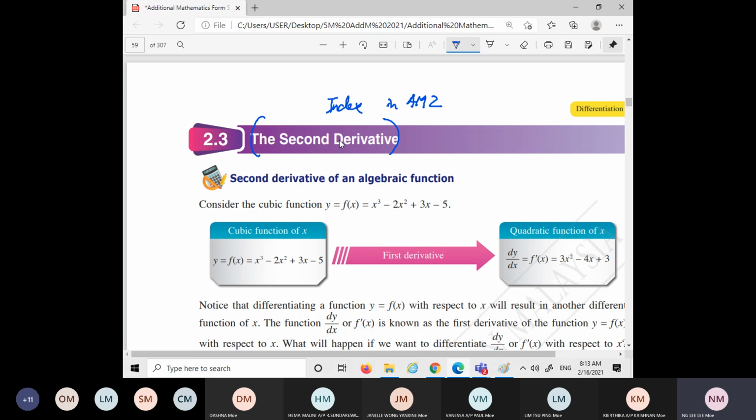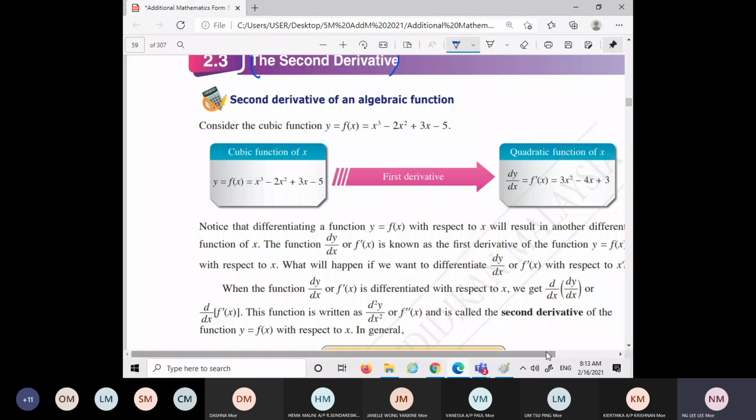The second derivative. First derivative is dy/dx. Second derivative means on top of this dy/dx, you differentiate one more time. It means the function itself you differentiate two times. This is the meaning of the second derivative. Then for these applications, the first derivative has a meaning, and the second derivative has some meaning.